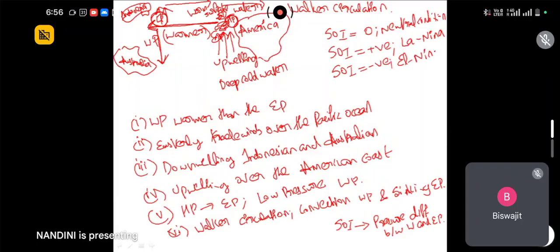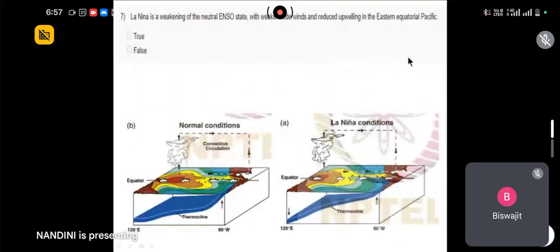El Nino basically is associated with weakening of Walker circulation. And La Nina is associated with strengthening of Walker circulation. So here the question was, La Nina is a neutral ENSO state with weaker trade winds and reduced upwelling in the eastern equatorial Pacific. La Nina is a weakening of the neutral ENSO state. Is that correct?